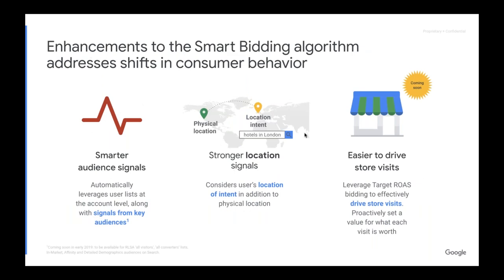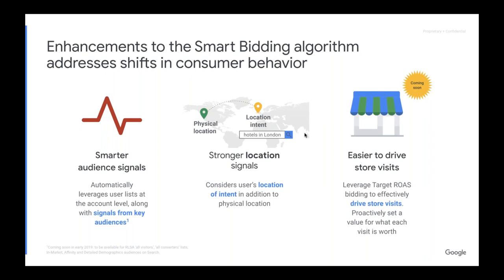Some of the strategies that we'll be discovering today actually have been in Google Ads for quite some time. But as the marketing landscape has changed over the past decade, our automated bidding strategies have too. And in fact, within the past year, we have made numerous enhancements to the smart bidding algorithms, such as factoring smarter audience signals, improving our interface, and we will soon make it easy to drive store visits.